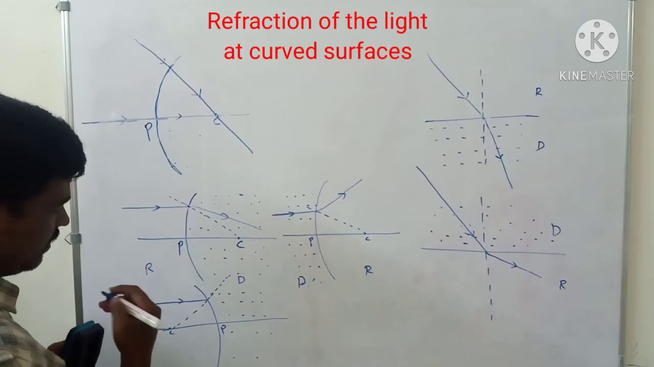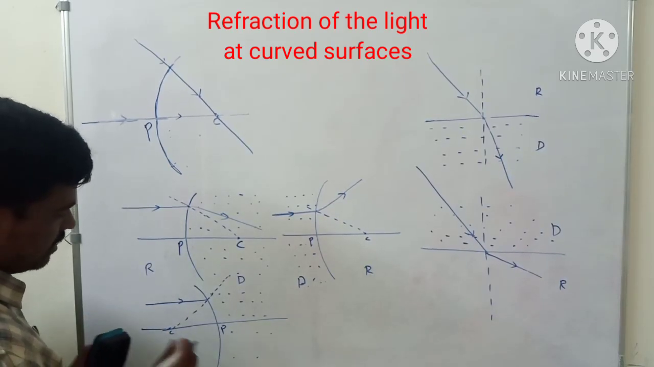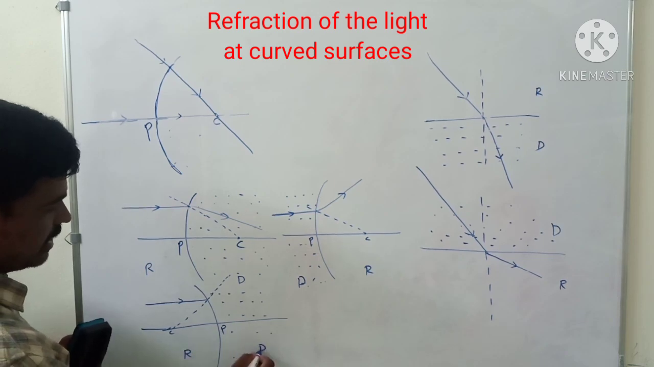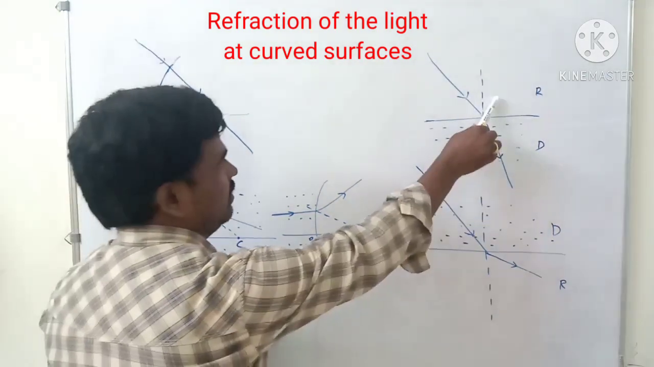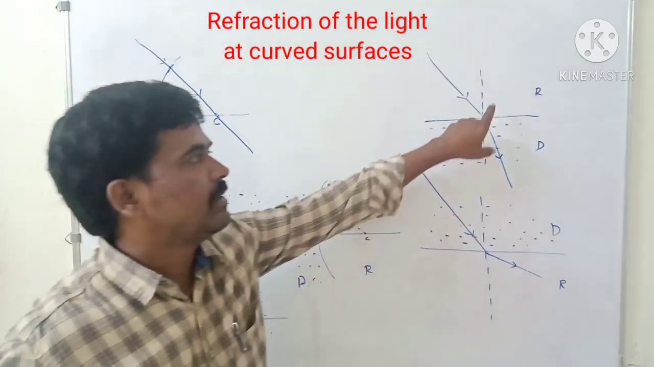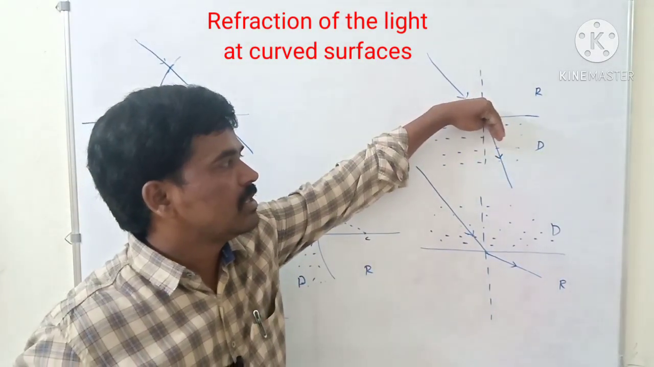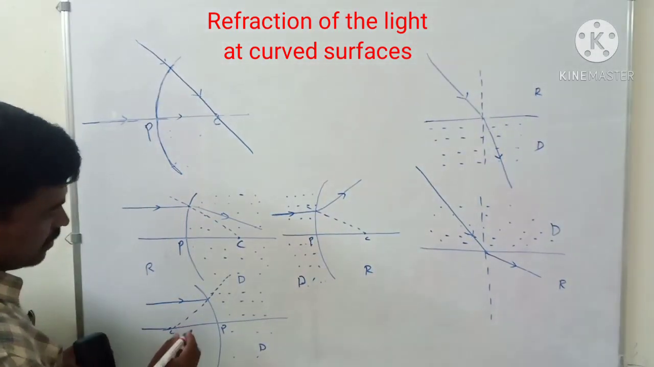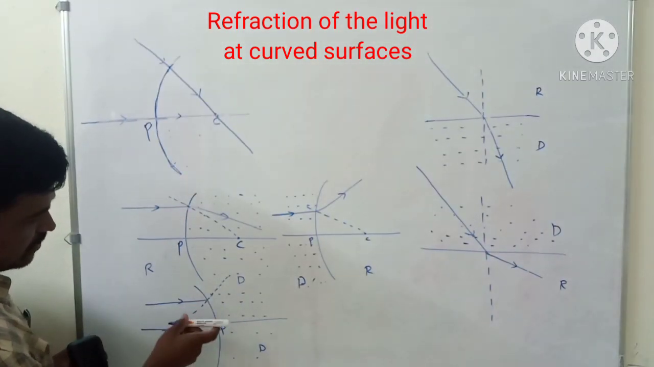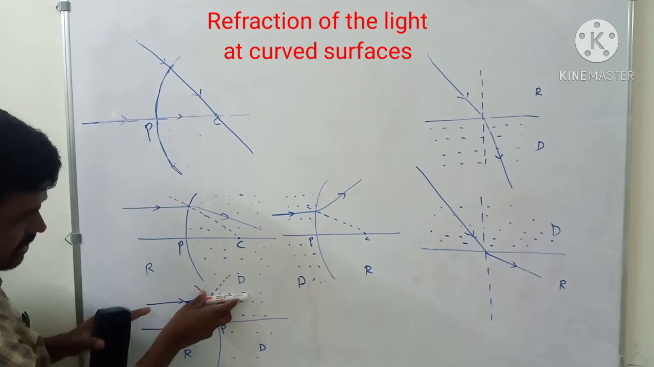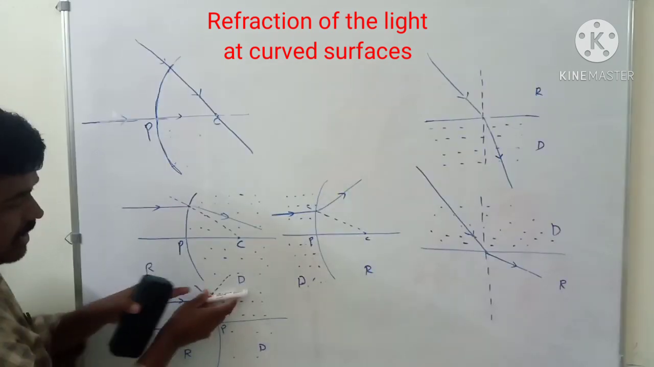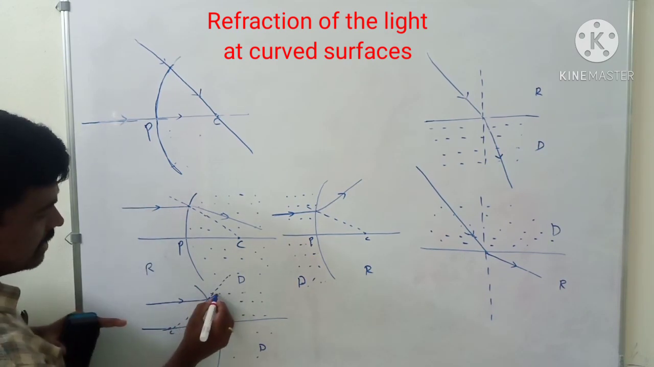And in which direction is the ray traveling? It is traveling from the rarer medium to the denser medium. What happens? From rarer to denser medium, it bends towards the normal. So this is the normal, and this is the actual direction of the ray. It bends towards the normal. The normal is on the upper side here, so it bends like this.